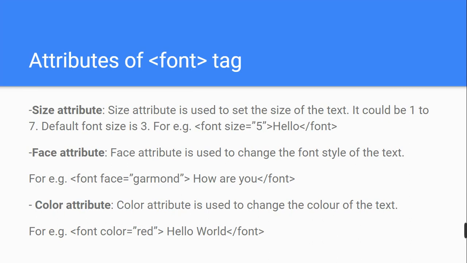And the third attribute, as you can see here, is the color attribute. The color attribute is used to apply color to the font. Here we have given font color is red. So the hello word would be displayed in the red color.